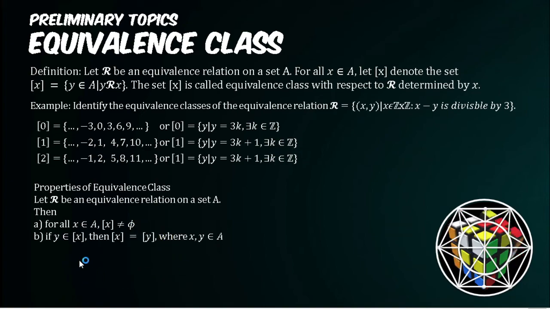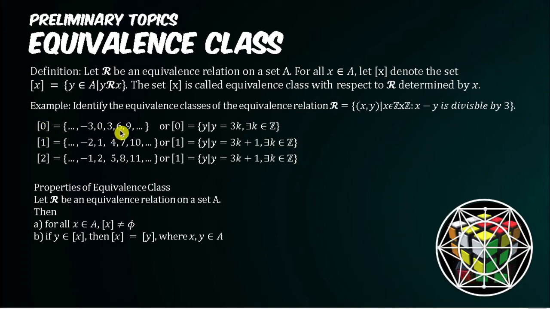Second, if y is an element of this equivalence class, then the equivalence class determined by x is the same equivalence class determined by y. What does this mean, or how do we illustrate this property? Let's consider the first equivalence class in our example above. Can I write the equivalence class determined by 3 and the set is just the same? The answer is yes, because 3 is an element of the equivalence class determined by x.